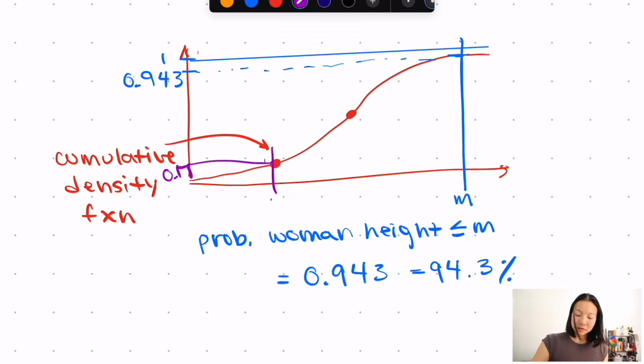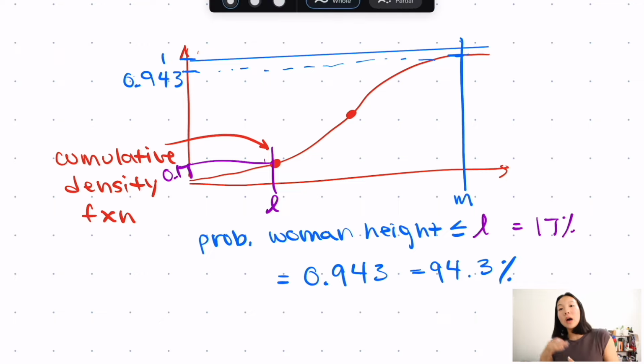So let's use L, some height L. Then the probability that a woman's height is less than L is actually equal to 0.17, so that's 17%. Okay, so the cumulative is measuring up to a certain threshold. Like, what is the probability that this entire population fits under that threshold?